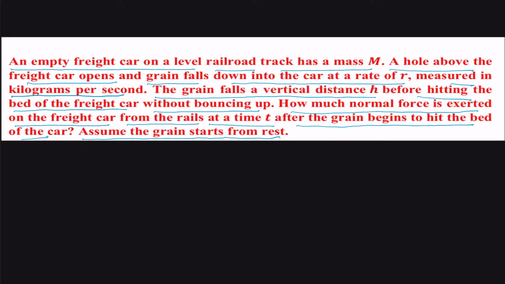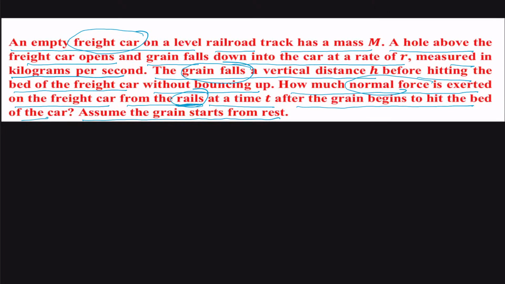Okay. So first of all, the major difference between the two questions is that we have a rail car, and it is lying on the rails. So we have to find out the normal force that the rails are exerting on the entire system. Okay, so it means we have to consider the weight of the freight car as well, plus the weight of the grains that are falling on it. So that is the total reaction that will be generated by the rails. Okay, so this is the major difference between the two.